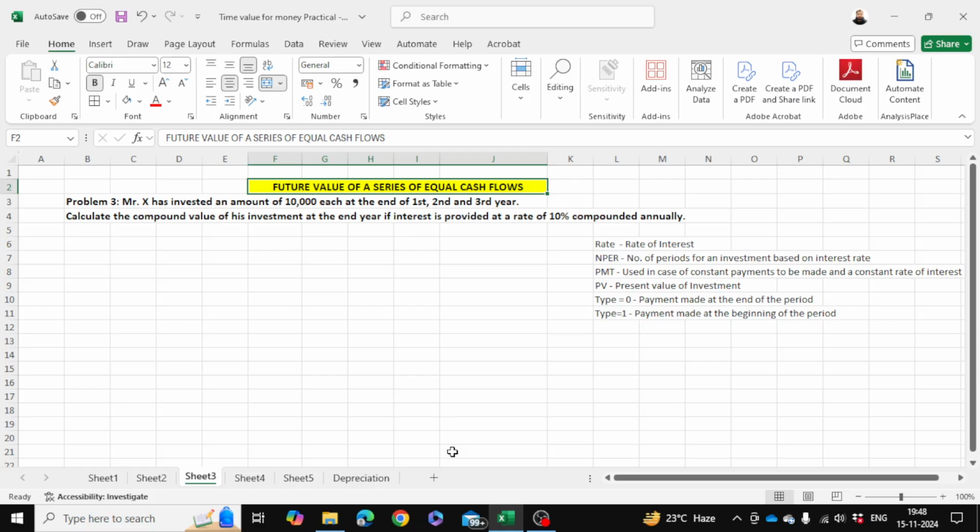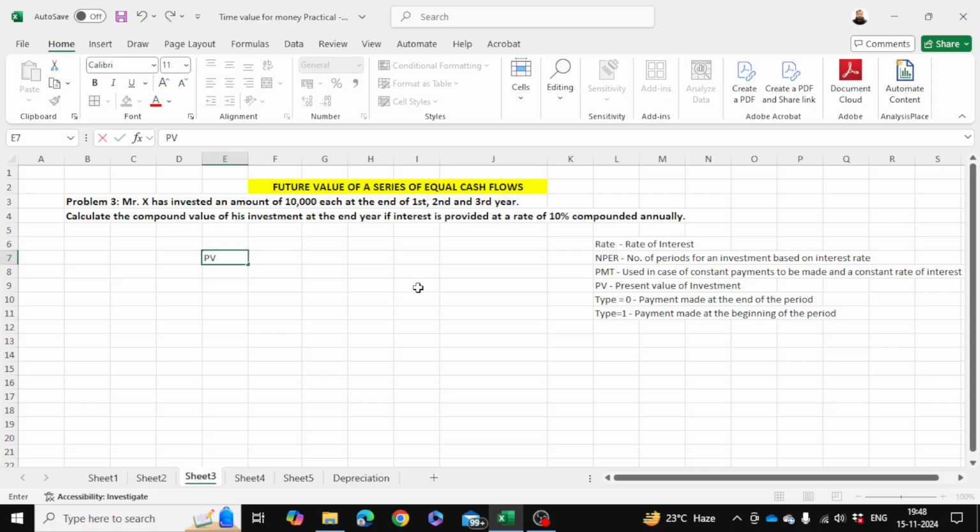Okay, this is your third question. So again you will be mentioning the PV. Here one thing is mentioned. Mr. X has invested an amount of 10,000 each at the end of first, second and third year. So the invested amount is constant here, right? So again it is used in case of constant payment to be made or constant rate of interest. Here the constant payment is made, right? So PV we will not take, we will directly take PMT, right?